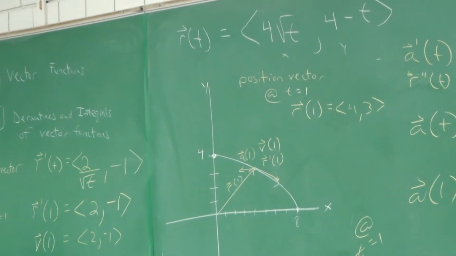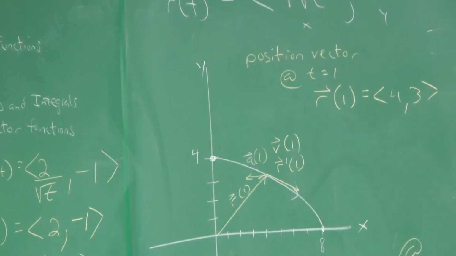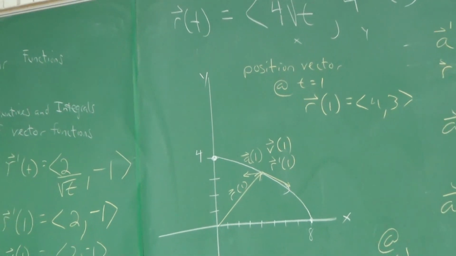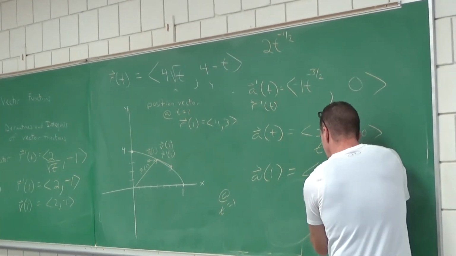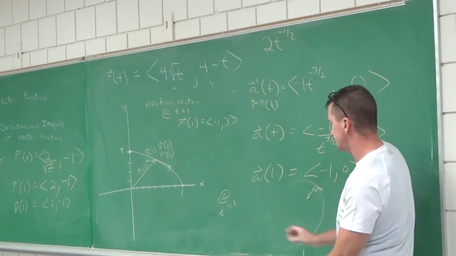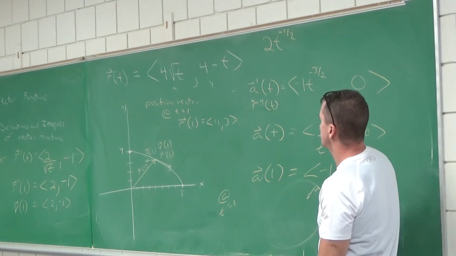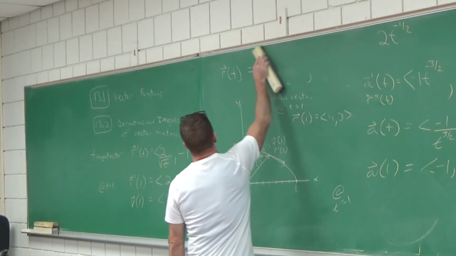Hey, any questions on that? So what if something is going like this? You'll notice the acceleration would be like this. The tangent vector would be like this. And these two vectors would be perpendicular to each other. Alright, let's look at some vector curves that are in three-dimensional space.